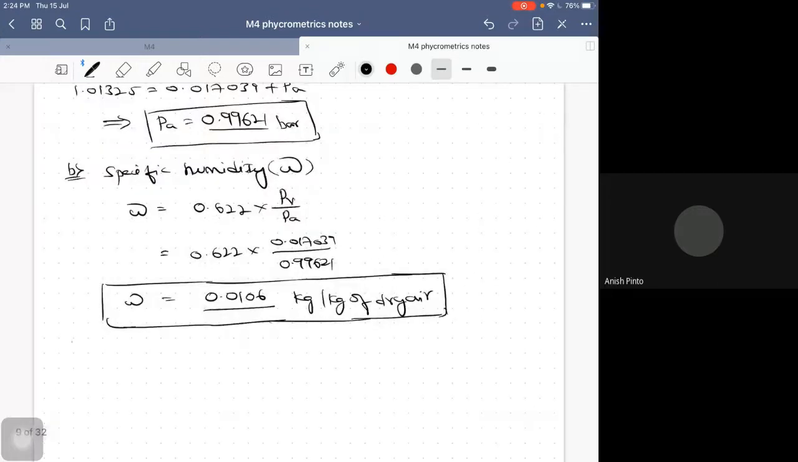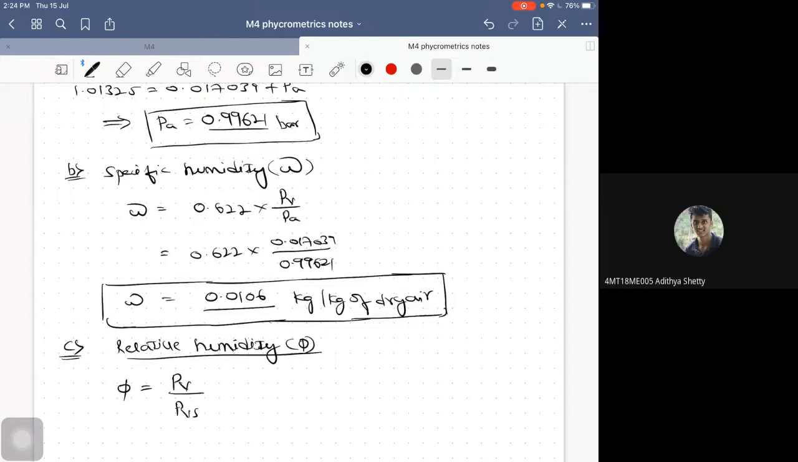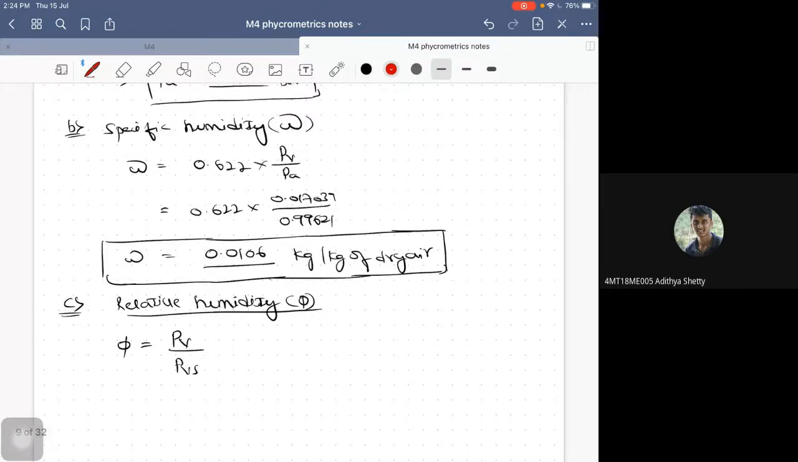Thereby you have calculated your specific humidity. Third one, relative humidity, which is denoted by phi. I guess you know the value of phi is given by PV divided by PVS. What is PV? Partial pressure of vapor. What is PVS? Partial pressure of saturated vapor.